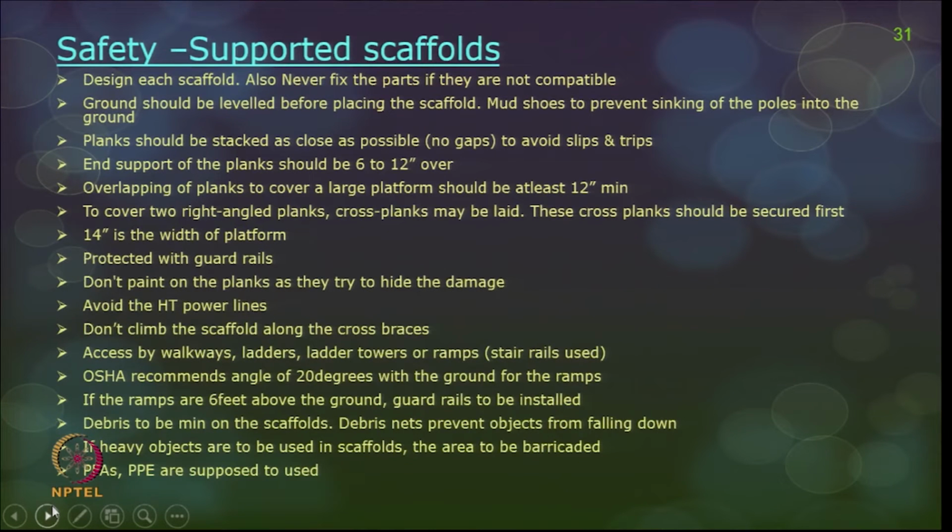Now, safety measures for supported scaffolds. Again there are so many points listed here, but many of them will be really simple and easy for you to go through if you go along with the steps. Number 1: all the scaffolds should be designed and constructed properly. If you want a commercially manufactured assembly, then you should not have parts from different manufacturers that you try to fix on site. It should be from a single manufacturer, or it should be compatible so that the couplings and others are easily fastened. Otherwise, they are not advisable to be used on construction sites.